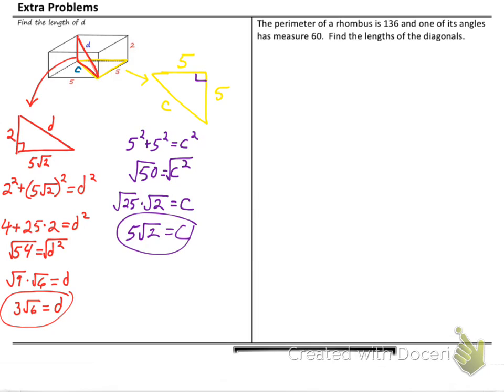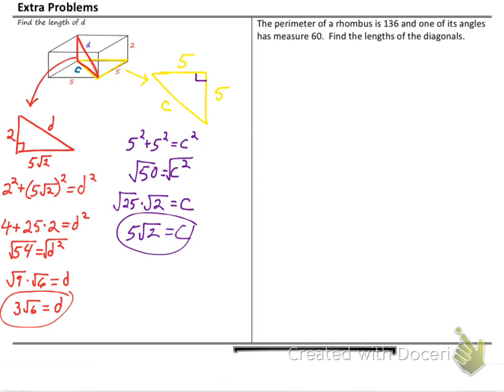That's that whole problem. All right, so that was more of a review. We should have done that in the homework before. We should have seen this before. Should have been nothing new. The next one's a little new. So it says the perimeter of a rhombus is 136, and one of its angles has a measure of 60. So it's got a measure of 60 degrees. Find the lengths of its diagonals.